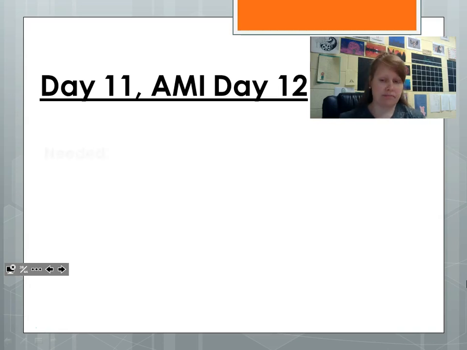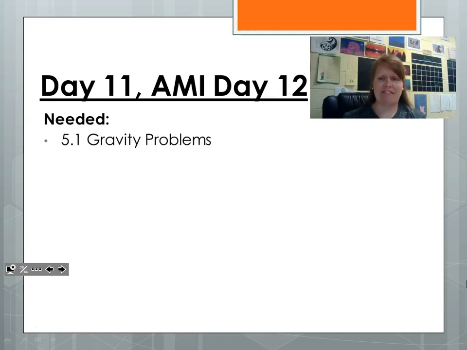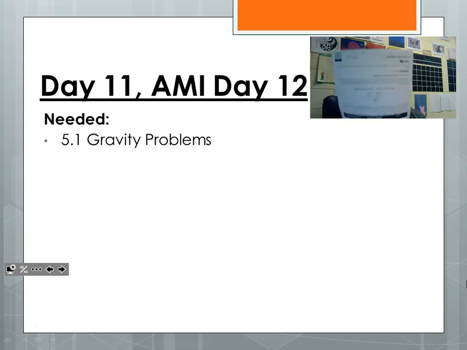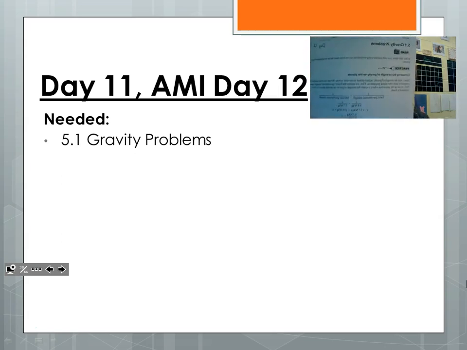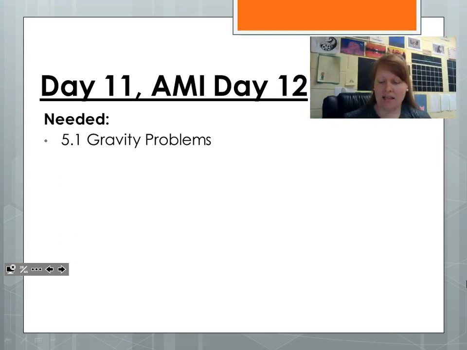So today's work, you are going to need 5.1 gravity problems, and it looks just like this. It says 5.1 gravity problems at the very top. It even says day 12 over on the left-hand side. And if you read the intro piece of paper, this is all review, the stuff that we have already done. We just don't do a lot of worksheets in class, and what we do, I make them up. And so this is just extra work for you to practice.